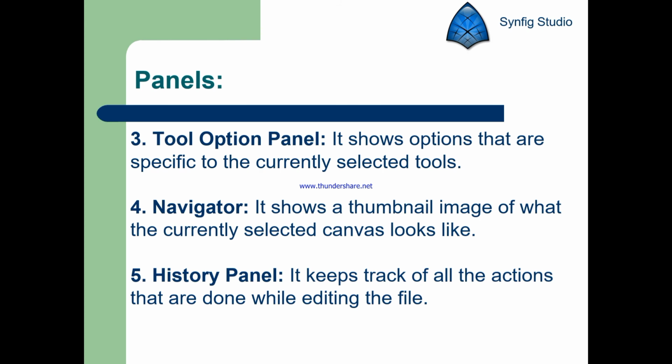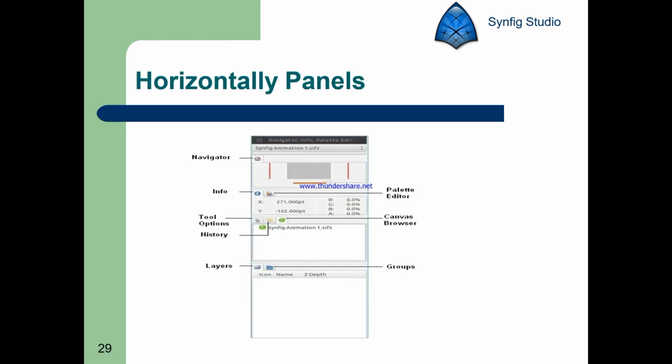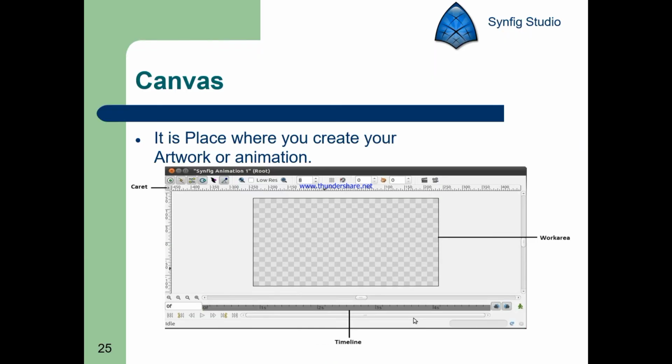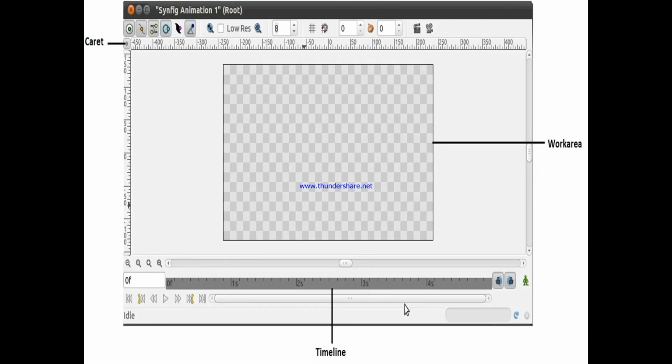So today I discussed the panels and the canvas. First of all, the canvas. This is the canvas: right side caret button, timeline, work area, and animation editing mode. This is the frame: 0f, 1s. f means frame, 0 frame, 1s, 1 second, 2 seconds.